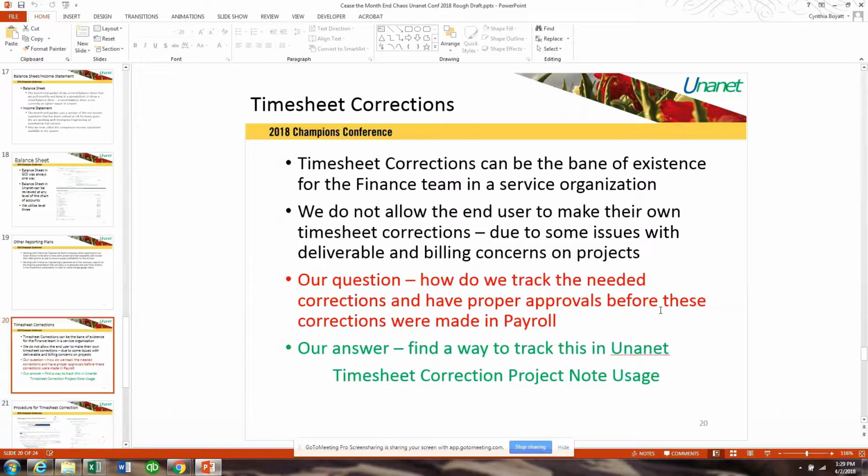We went to Uninet, no more end user timesheet corrections. But now that means we've got to make them. So now how do we know that we need to make a timesheet correction and that it's been through the full approval process before we actually make it? Our answer: find a way to track it in Uninet. How did we do that? We set up a timesheet correction project and we used the project notes to do so.